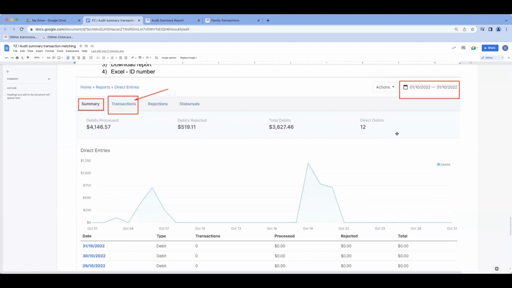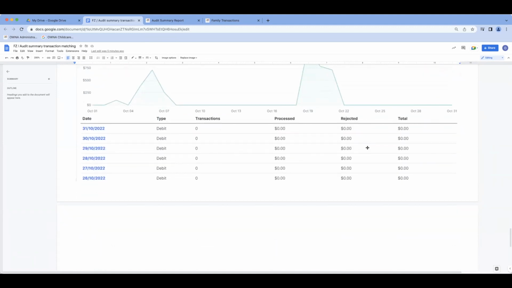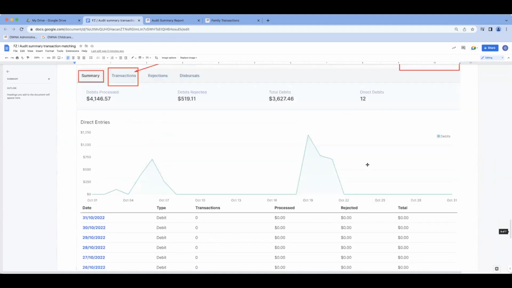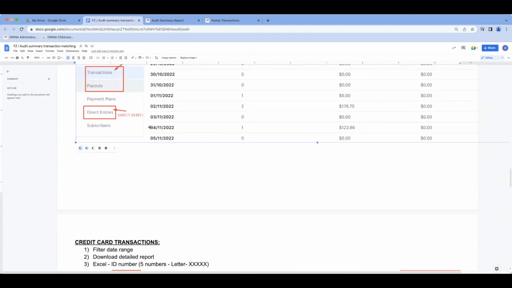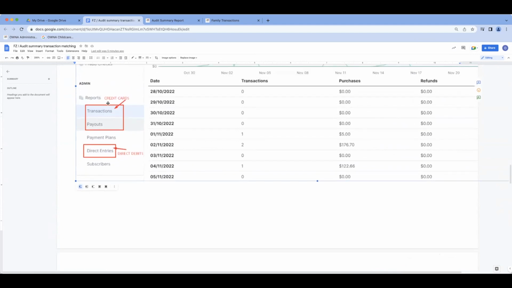And what you want to try and do is just match up those payments using the IDs, which I find is the easiest way, just to make sure that all your payments have been processed correctly. So that's pretty much the main reports in Fat Zebra that I generally use. Transactions and payouts for your credit cards and direct entries for your direct debits.